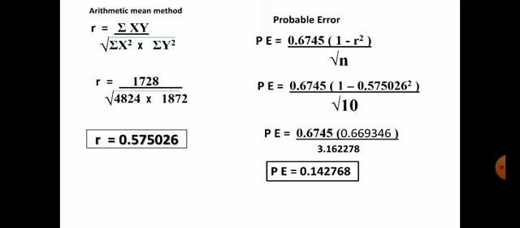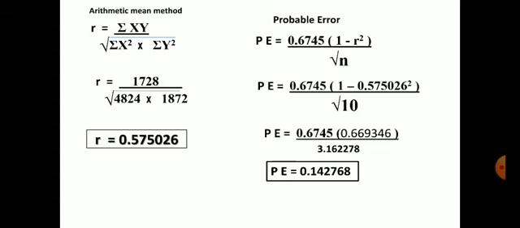We have to square it because for r square we have to calculate 1 minus r square. That is 1 minus r square will be 0.669346, and the probable error as 0.142768. And we have to check whether this r is significant or not. Using the probable error, we have to check whether the correlation coefficient r is significant or not.